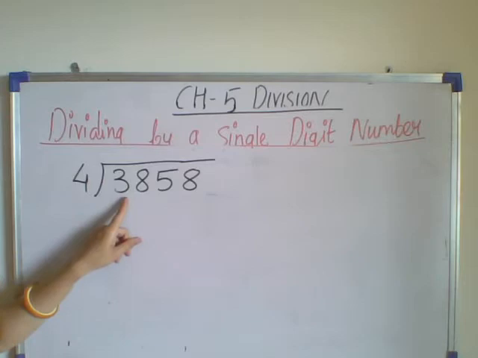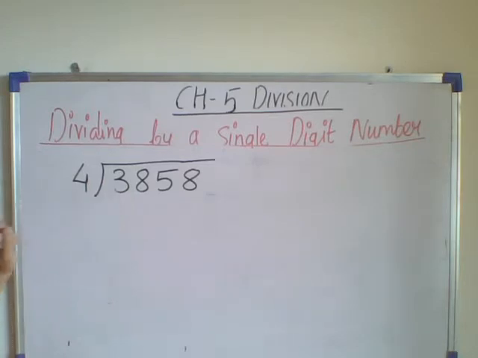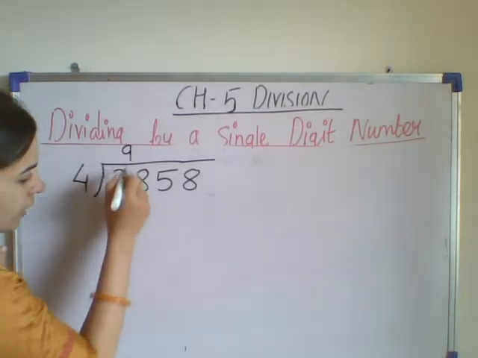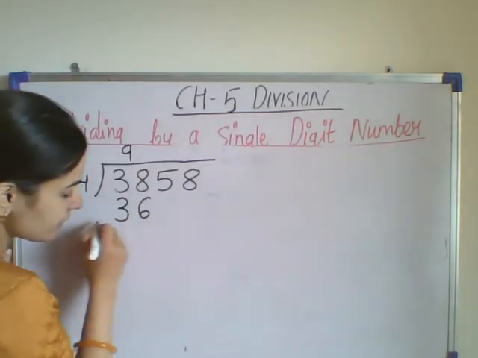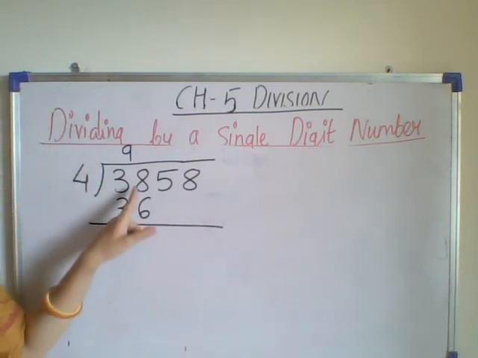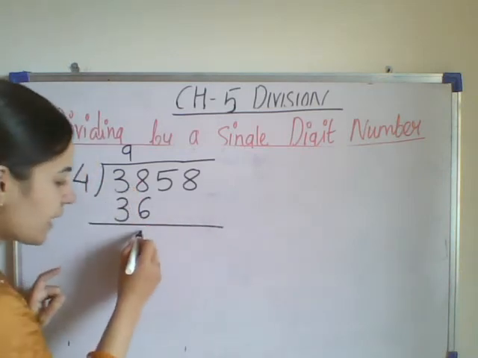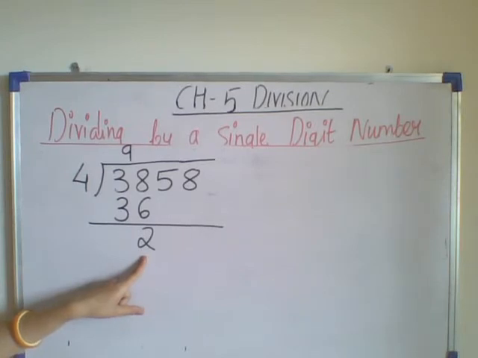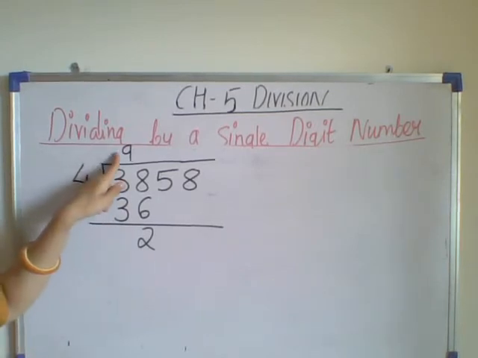4 goes into 38 9 times. So 4 9s are 36. Now 8 minus 6 we get 2 here. 2 we get as the remainder. And the quotient here we have written as 9.